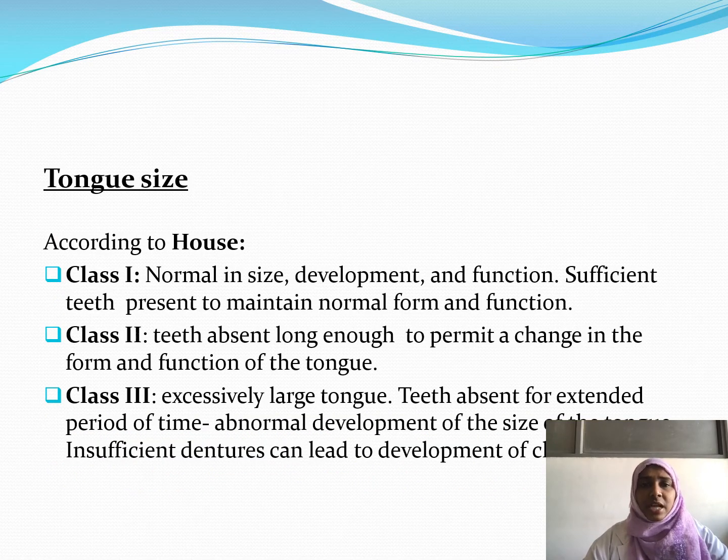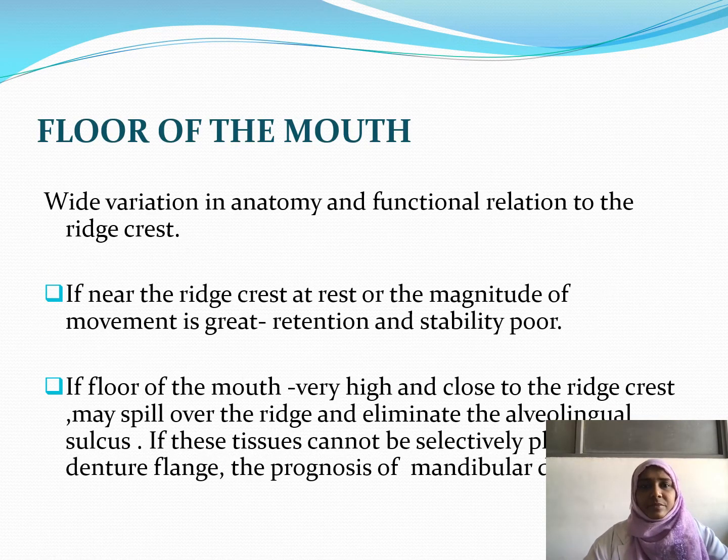Coming to tongue size, according to House, class 1, normal in size, development and function, with sufficient teeth present to maintain normal form and function. In class 2, teeth absent long enough to permit a change in the form and function of the tongue. And class 3, excessively large tongue, teeth absent for an extended period of time. Coming to the floor of the mouth, if it is near the ridge crest at rest or the magnitude of the movement is greater, retention and stability are poor.